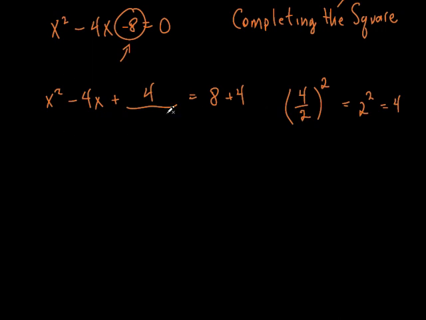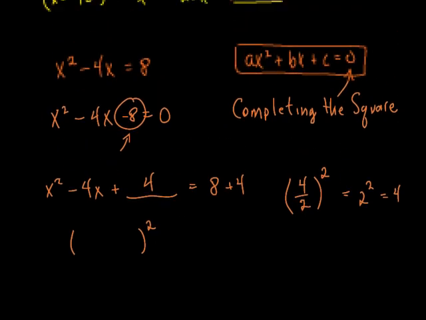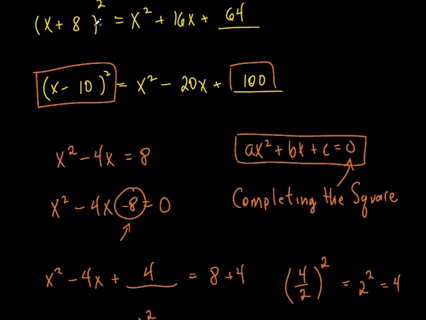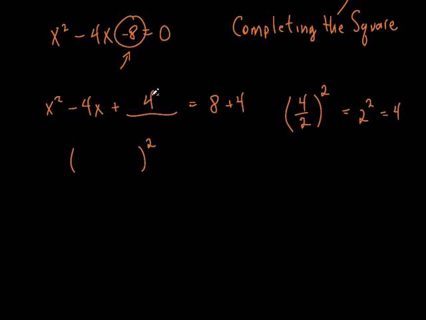Now, what did I do to this? I took half of this and squared it in order to make this a what? Come on, I've said it several times today. In order to make it a perfect square, right? This is a perfect square, isn't it? I figured out what this was to make this into a perfect square. So what did I do right here? I put a number here to make this into a what? Perfect square.